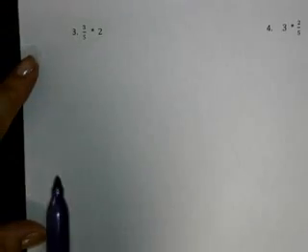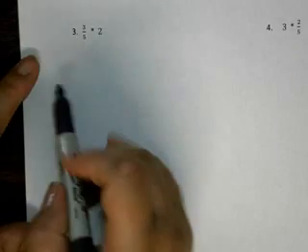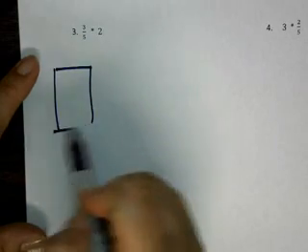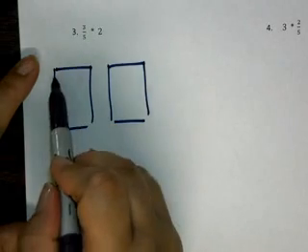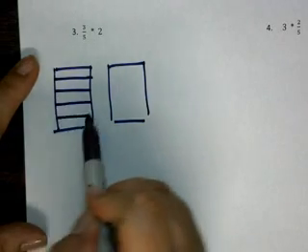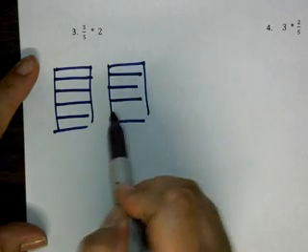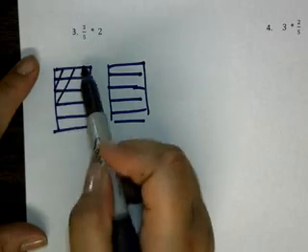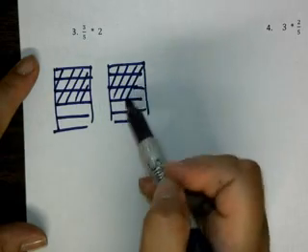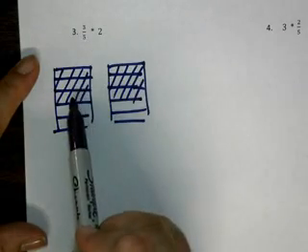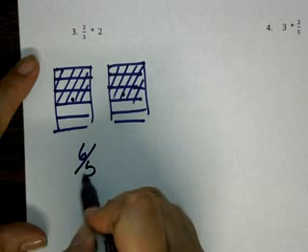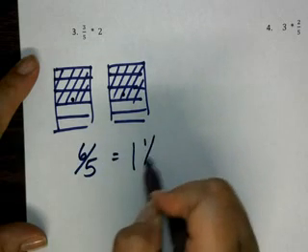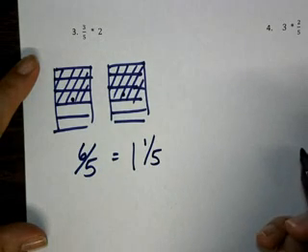Okay, the next one, 3/5 times 2. We go with 2 unit boxes. And then we analyze the 3/5. Each is going to be broken into 5 parts. And I want 3 from each box. So I have 3/5 plus 3/5, which gives me a sum of 6/5, which equals 1 and 1/5.